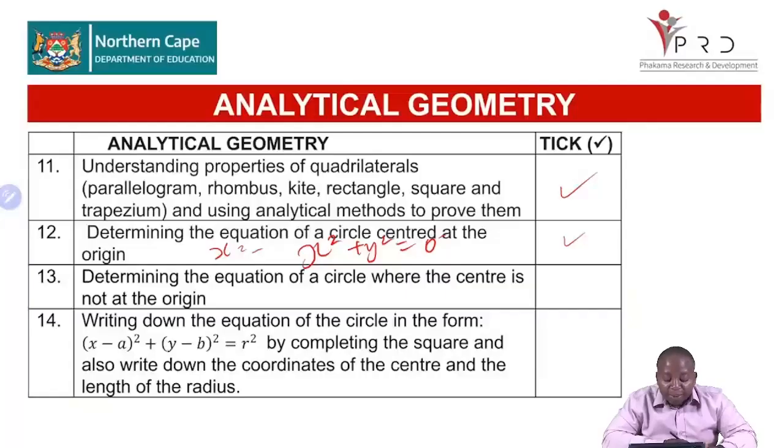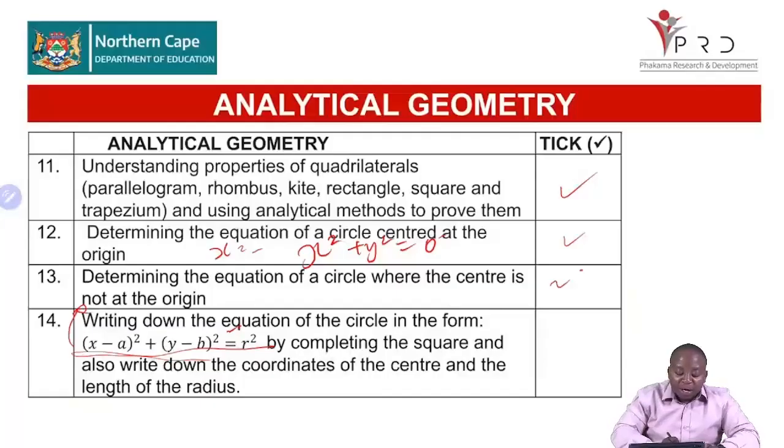You must be able to determine the equation of a circle where the center is not at the origin. This is the equation of the circle that you must be able to determine here. You must write down the equation of the circle in this form by completing the square, and also write the coordinates of the center and the length of the radius. So you must be able to find the length of this radius and the coordinates of the center, which is (a; b).